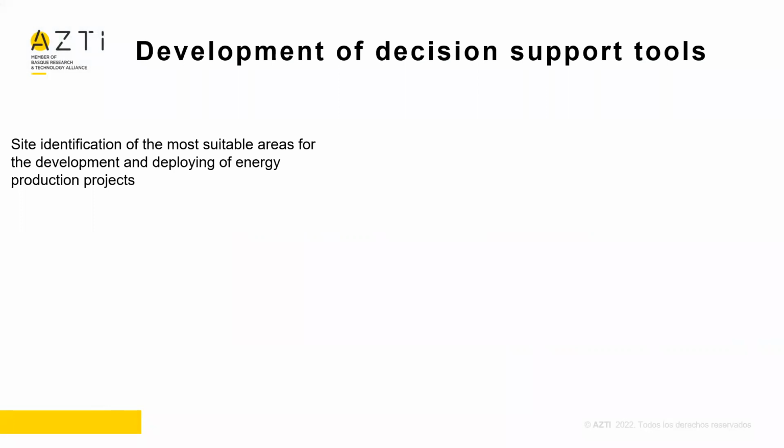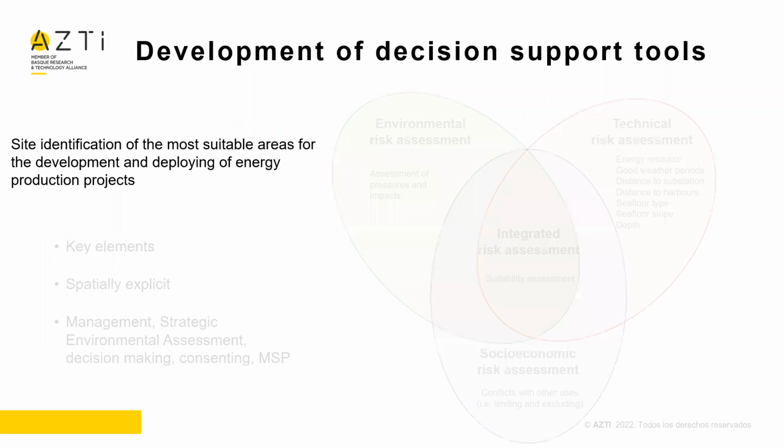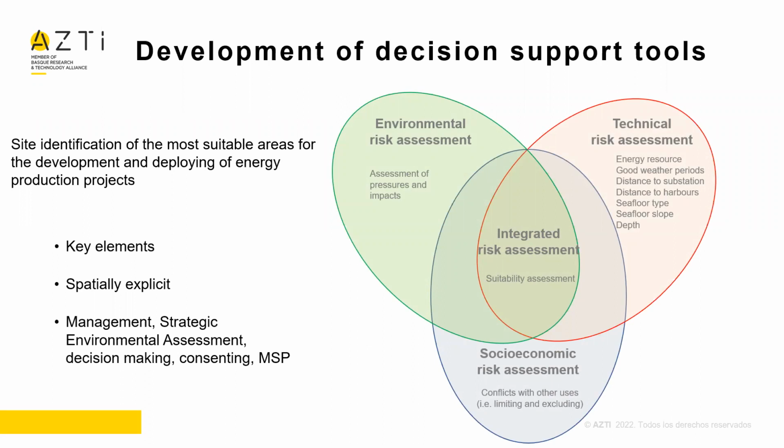So now, this is from our side, we are also working on different topics. Another interesting point, as I mentioned before, is the link between the wind farms or the expected growth of wind farms and the framework of the marine spatial planning, or the framework of not having conflicts with other users, or identifying the areas in which the ecological risks are expected to be the lowest. So for that, we are also working on the development of decision support tools. In this case, they are dedicated to site identification of more suitable areas for the development and deploying of energy production projects. So this is a conceptual model of how the different dimensions are interlinked.